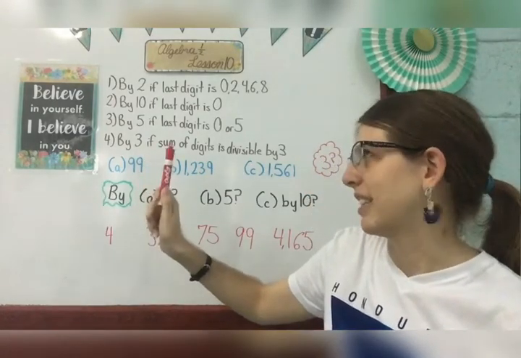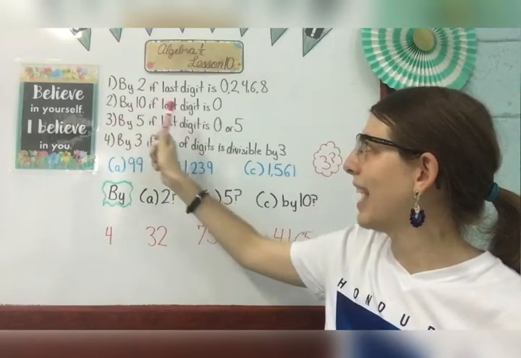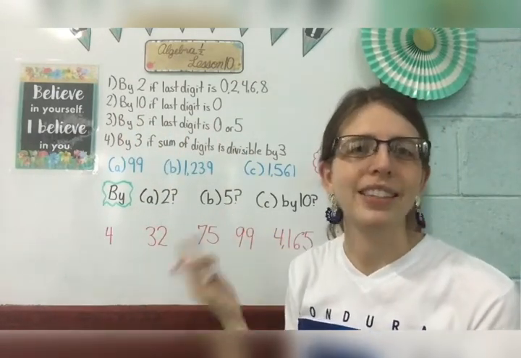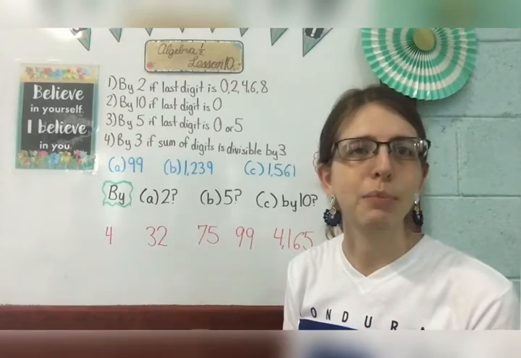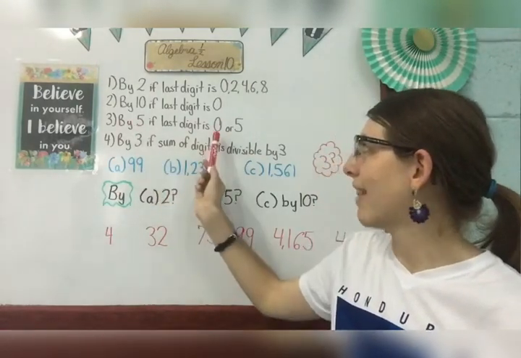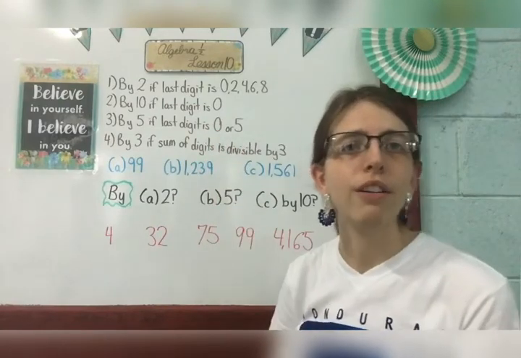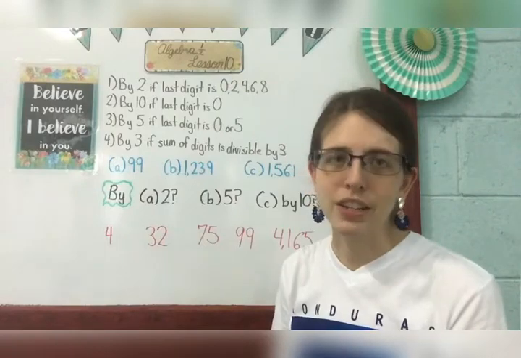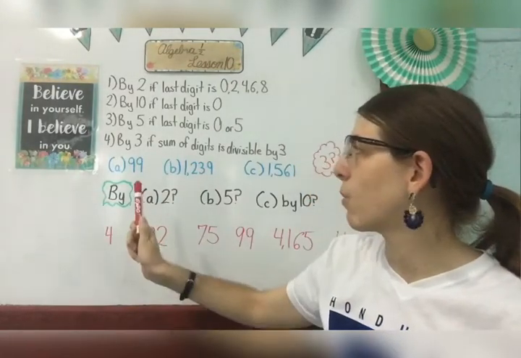Not 5 yet. That's the next one. It's divisible by 10 if its last digit is 0. So any number that has 0 at the very end is going to be divisible by 10. By 5 if the last digit is 0 or 5. So if its very last number is 0 or 5, you can divide it by 5 evenly with no remainder.